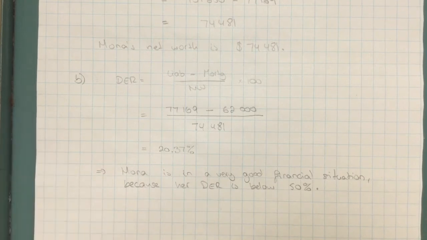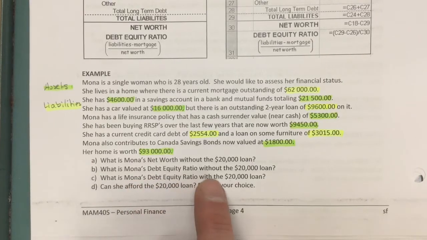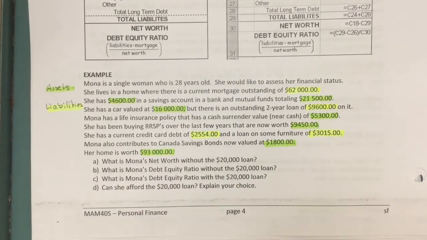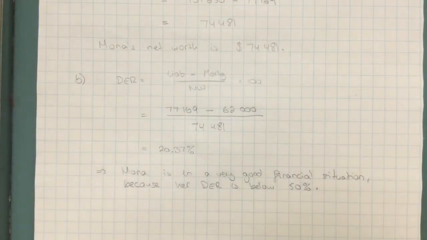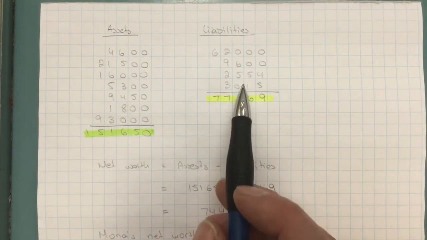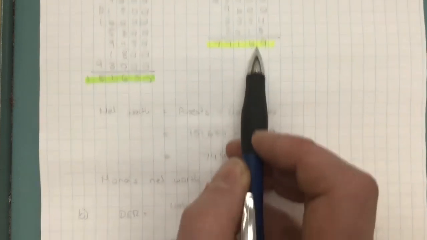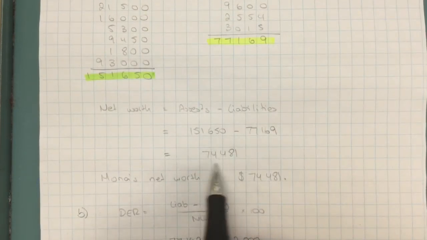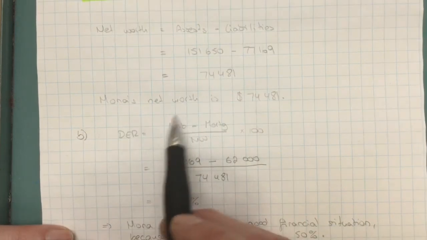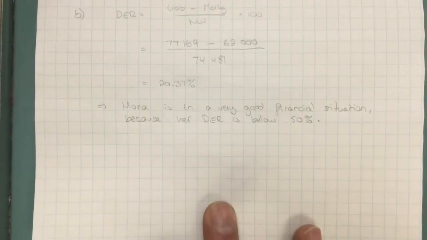So question C asks, what is Mona's debt equity ratio with a $20,000 loan? So in other words, coming back to our list of assets and liabilities, what we would do is add $20,000 to our liabilities. That gives us now a different net worth. It gives us a different total liability, and it will give us a different debt equity ratio. So let's set it up this way.